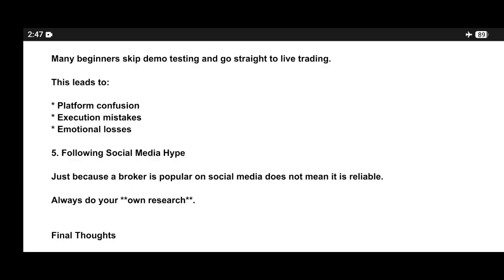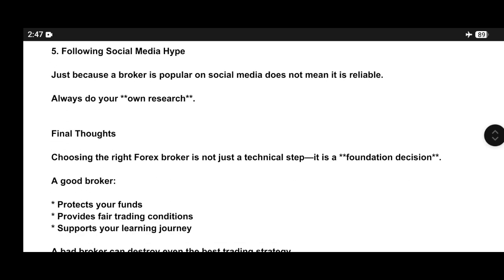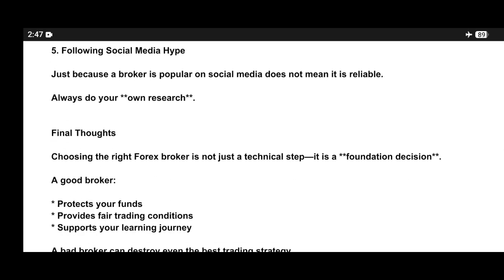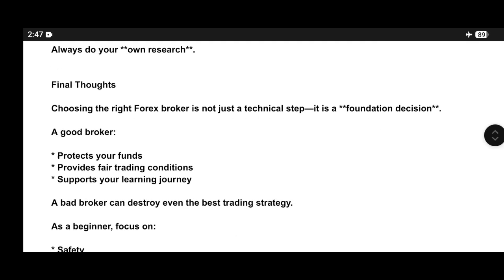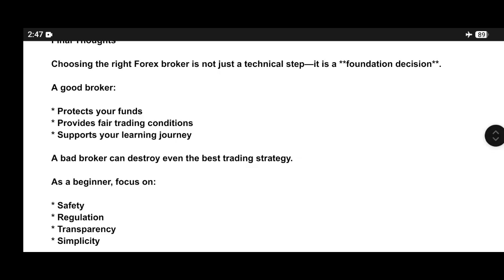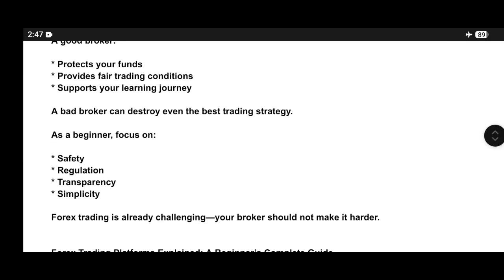Then my final thought on this section is this: choosing the right forex broker is not just a technical step, it is a foundation decision. A good broker protects your funds, provides you fair trading conditions, and supports your trading journey, your learning journey. A bad broker can destroy even the best trading strategy. As a beginner, focus on safety, regulation, transparency, and simplicity.